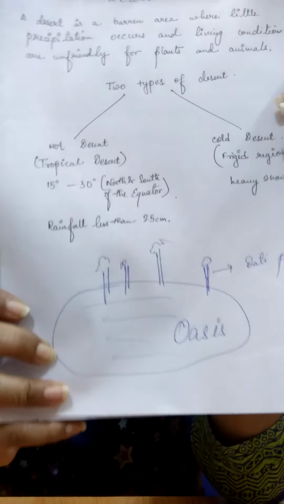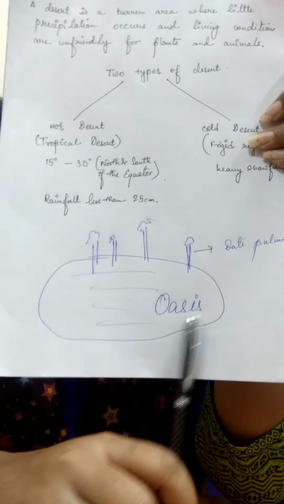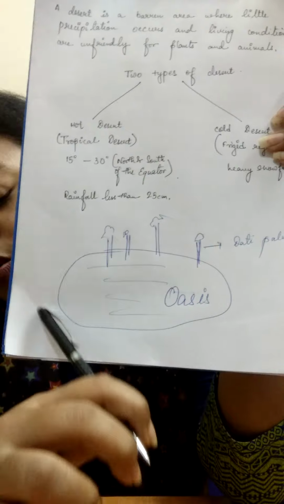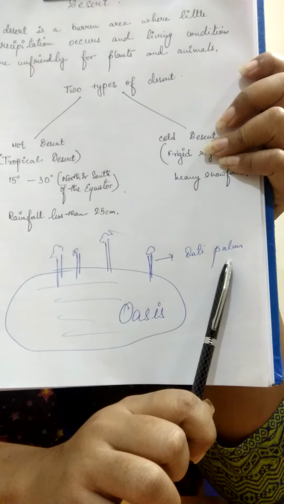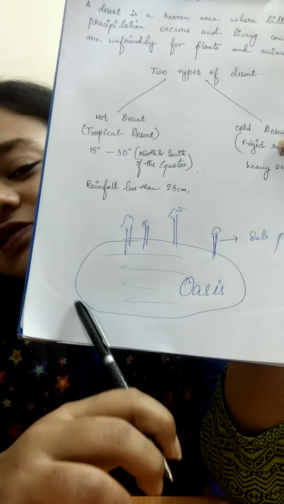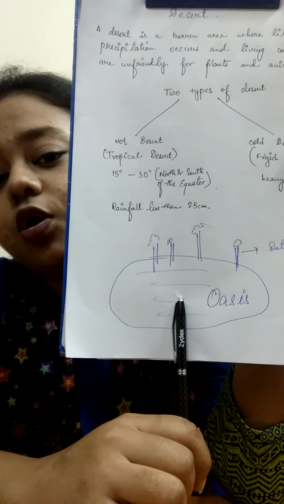Yes, class, this is the way. This is called an oasis: the water surrounded by trees in the whole area. These trees are called date palms, and the water or a small spring is what we call an oasis. This we can find in the desert area.